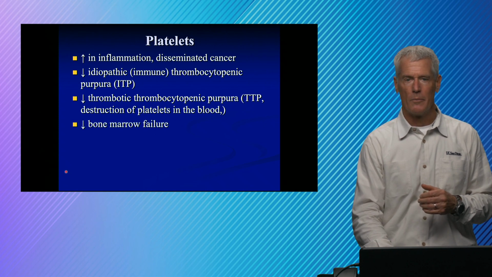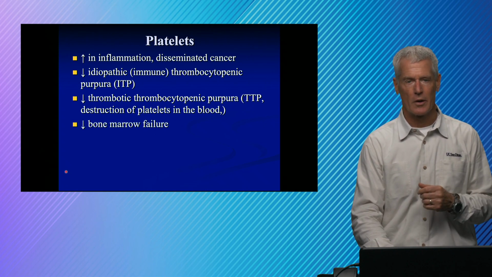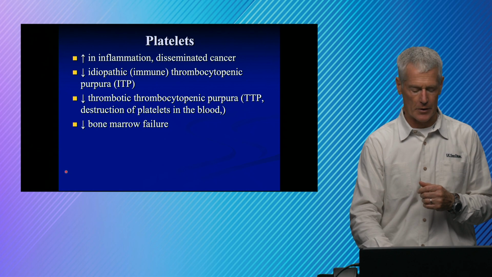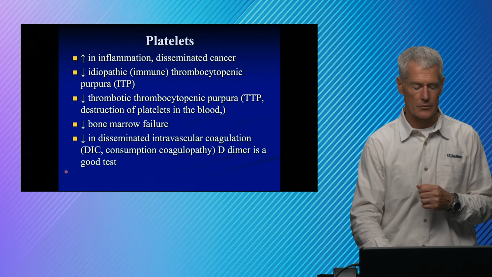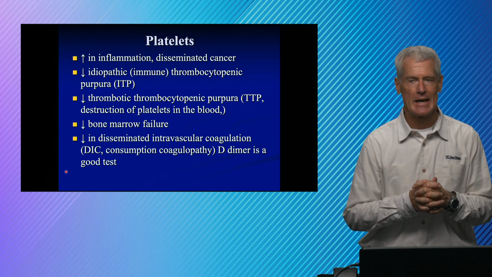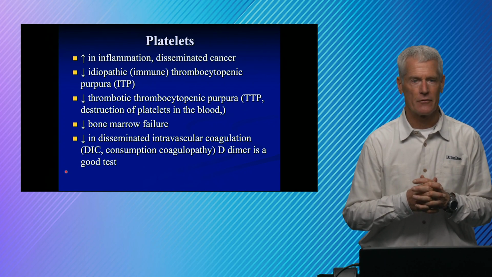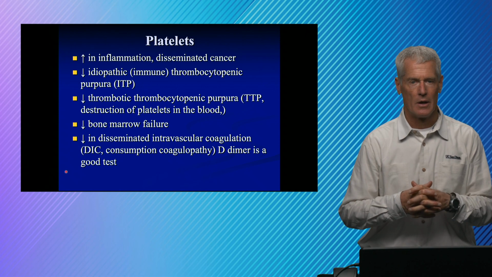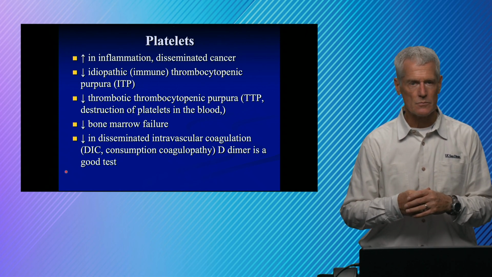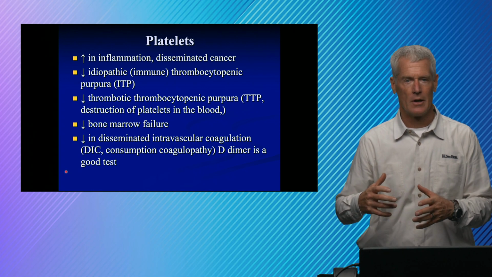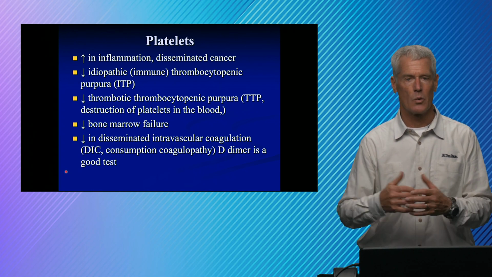They're also low in bone marrow failure. That sort of makes sense. That's where they're synthesized. So if you have bone marrow failure, you're not forming platelets as well as a variety of other cells. They're also low in DIC, disseminated intravascular coagulation. So that can be a life-threatening situation where your platelets are being consumed because of the coagulopathy.